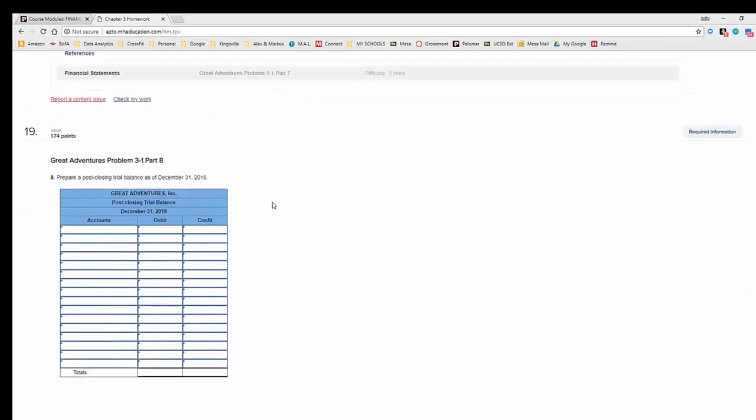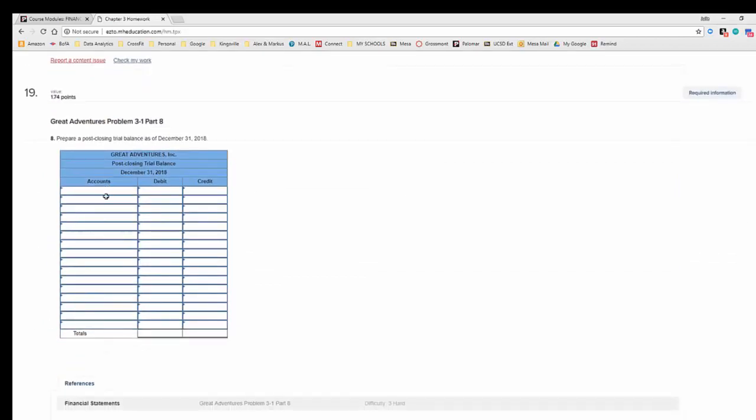And then you'll finally list again your assets, your liabilities, and your owner's equity. No dividends, no revenue, no expenses over here. Come up with your total assets and liabilities, and you're done.